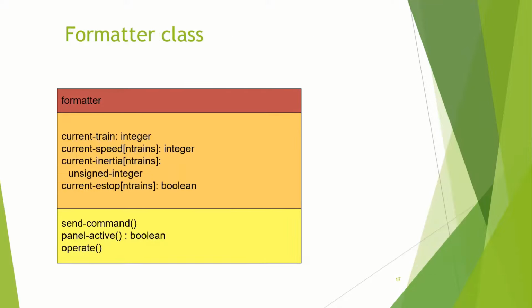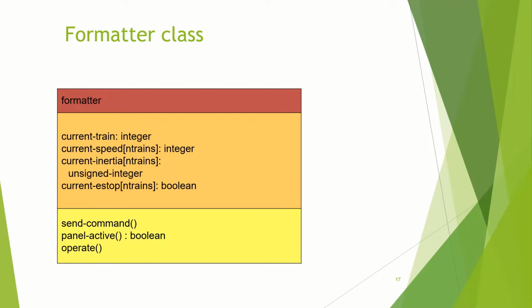This figure shows the formatter class diagram. The formatter holds the current control settings for all the trains and repeatedly reads the panel and determines whether any settings have to be changed and sends out the appropriate messages.